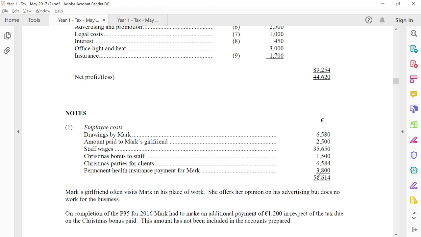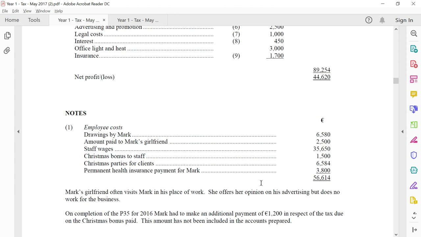My last point here is permanent health insurance for Mark, 3,800. Anytime I see anything for Mark, I add it back. A barbell for Mark, a professional subscription for Mark, any personal costs for Mark are going to be added back.